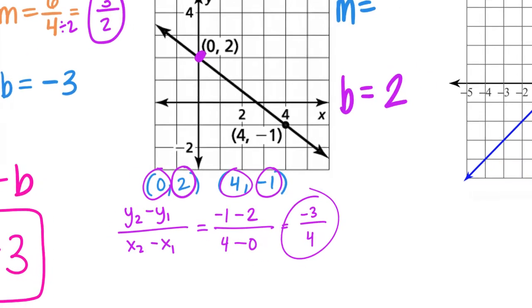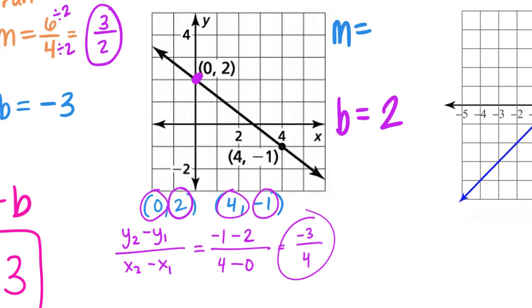That's done. If you did slope by counting, you would get the same thing, right? If you do rise over run, that is 3 boxes, that is 4 boxes. And since this line is going down, that means it is definitely negative. So it would still be -3/4 if you did it that way. Okay, that's our slope, -3/4.